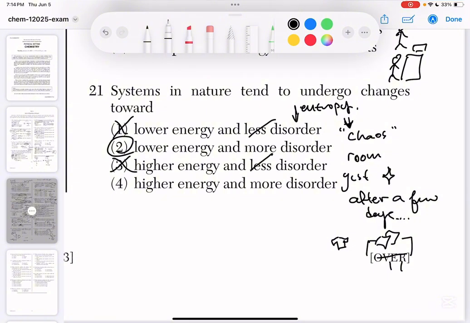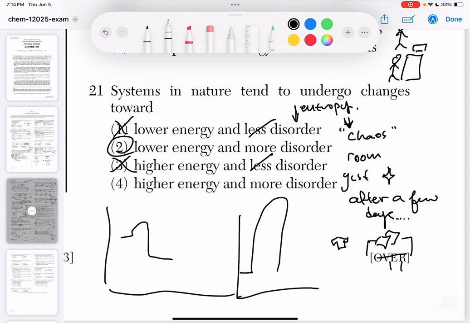And then systems in nature tend to lower energy because if you think about it, which reaction do you think would be more spontaneous? Probably this one, right? Because look how small this energy barrier is compared to this one. So a lower amount of energy here, easier.